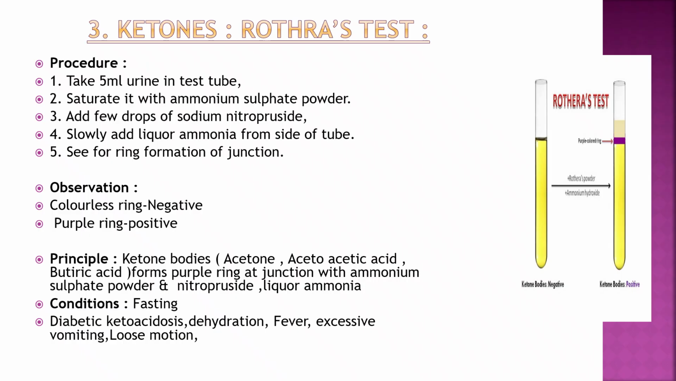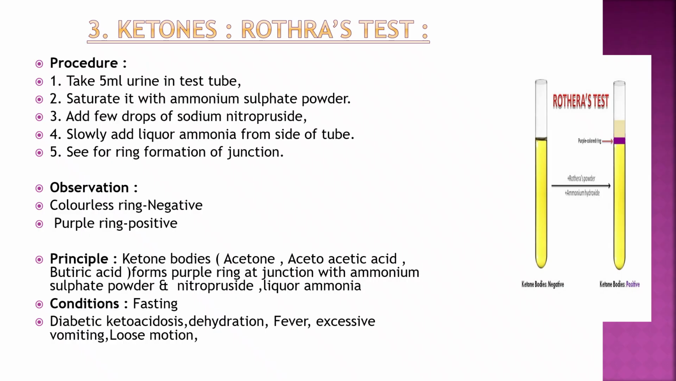Now we will see urine ketone test done by Rothera's test. So in that you have to take 5 ml of urine in a test tube, then saturate with ammonium sulfate powder. Saturate means you have to go on adding ammonium sulfate powder till it is not dissolving and the powder remains in the test tube. Then add a few drops of sodium nitroprusside from the side of the test tube and then liquor ammonia from the side of the test tube, and then look for ring formation at the junction of these two liquids.